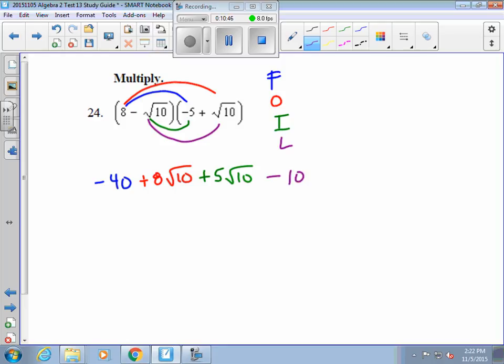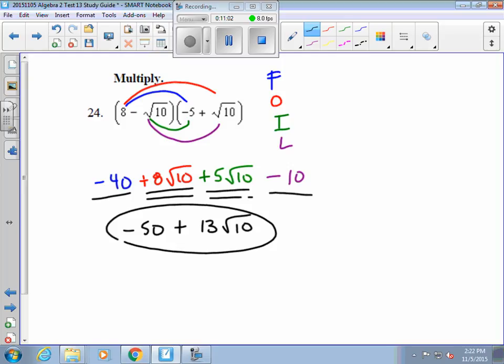Now we need to put our like terms together. Your like terms in this case, negative 40 and negative 10, or negative 50 when you put them together. And 8 square root of 10 plus 5 square root of 10 is a positive 13 square root of 10. Again, that's standard form where the radical is second.